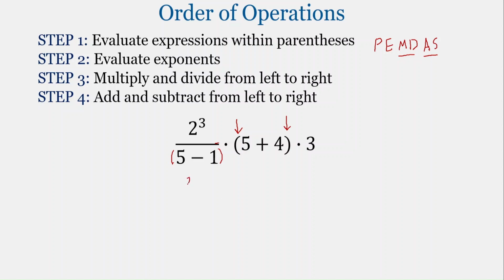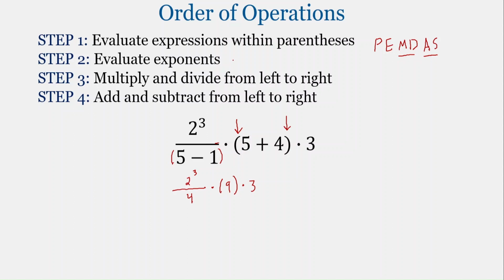So now we have 2 to the third. And then 5 minus 1 is 4. Times, and then we have 5 plus 4. That's 9. Times 3. So I went ahead and did step 1, evaluating everything within a set of parentheses. And then anything not within parentheses, I just brought straight down again.